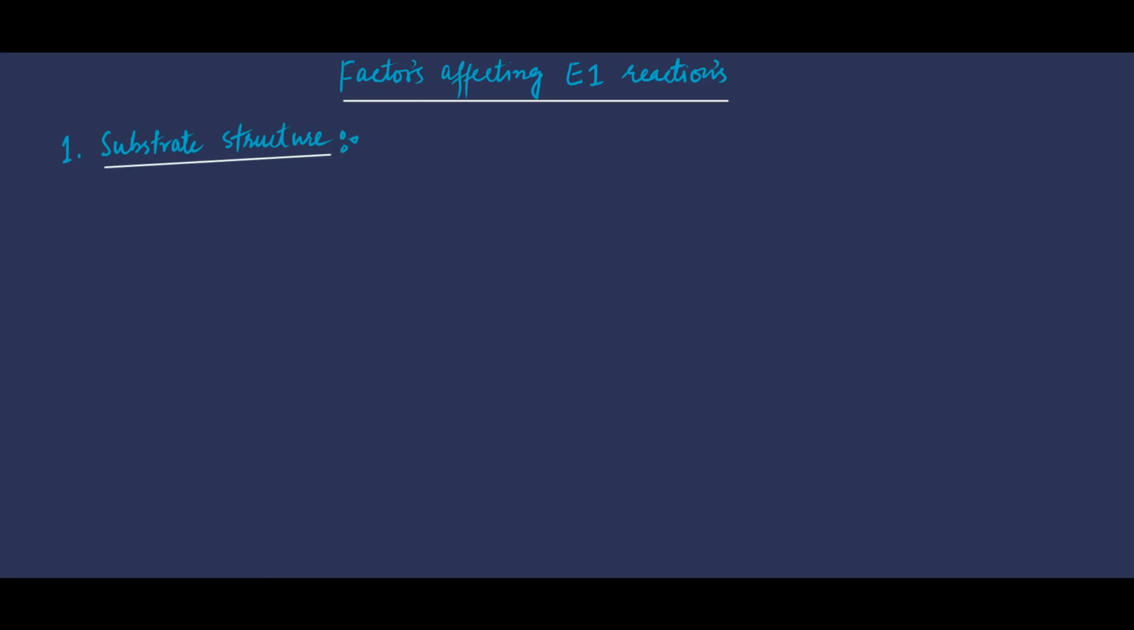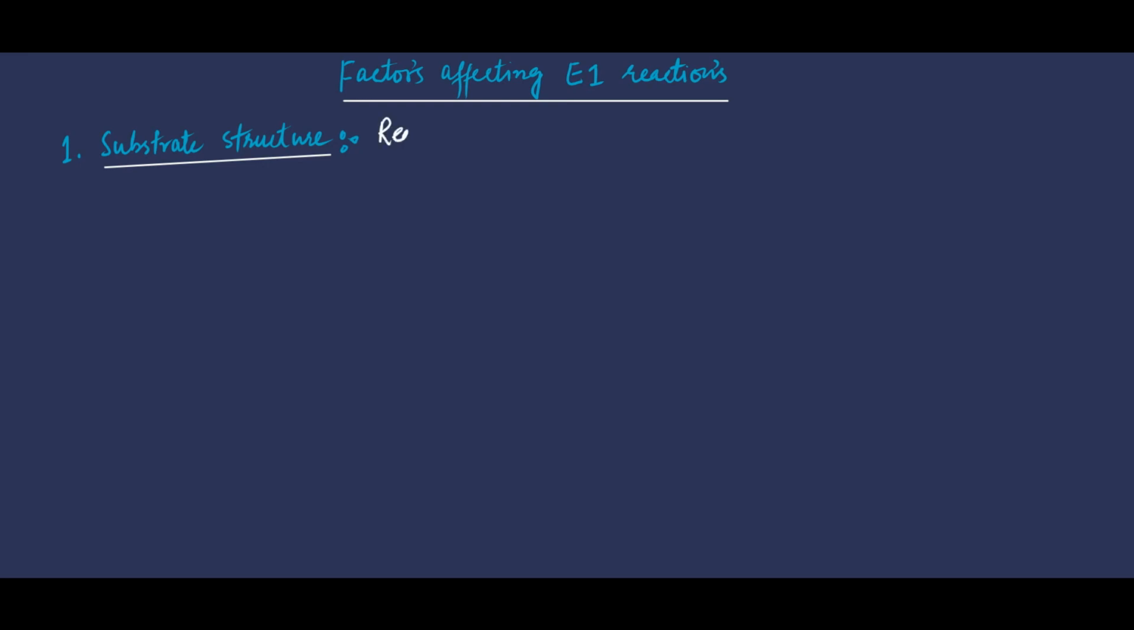Now we will discuss factors affecting E1 reactions. First is substrate structure. Since E1 reaction takes place by the formation of carbocation as reaction intermediate, thus the rate of the E1 reaction depends on the stability of the carbocation. Since inductive effect, hyperconjugation and conjugative effect stabilize carbocation, any structure which forms stable carbocation will be reactive. Steric strain around the leaving group also favors the formation of carbocation.